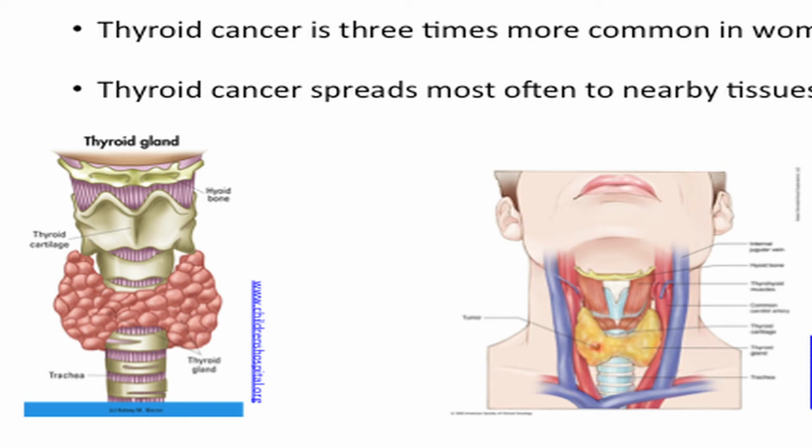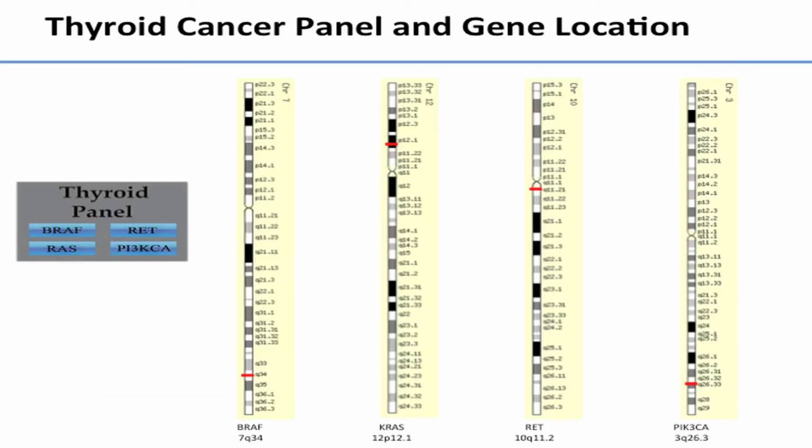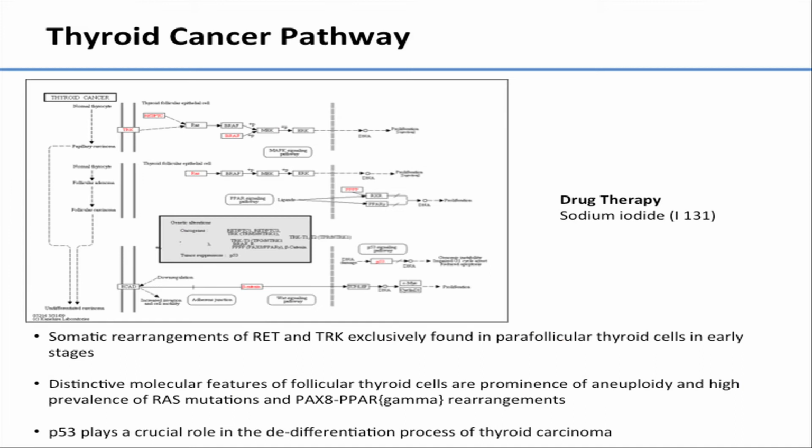In this panel you have some of the key players in this pathway, including the PI3KCA. And here it is, not so complicated, it's just a very simple use of the typical cancer pathways, the RAS, BRAF, used again up here, and then it's really somatic rearrangements of the RET and TRK. This is another receptor tyrosine kinase, like an EGFR, which are found in particular in these parafollicular thyroid cells.